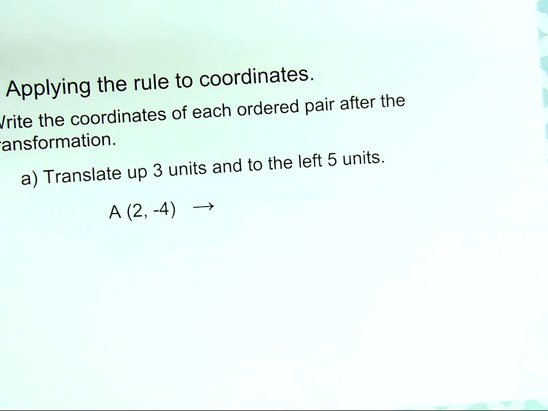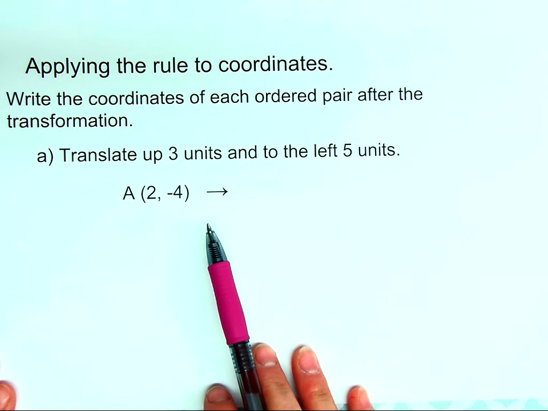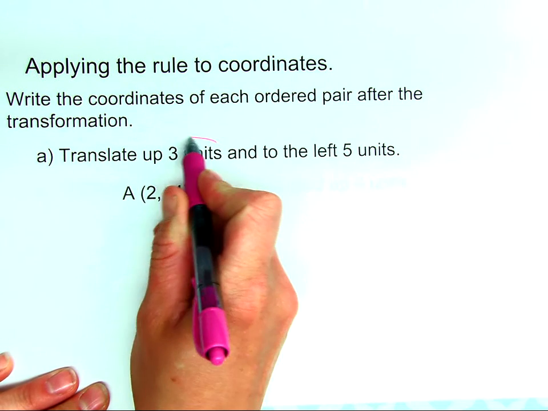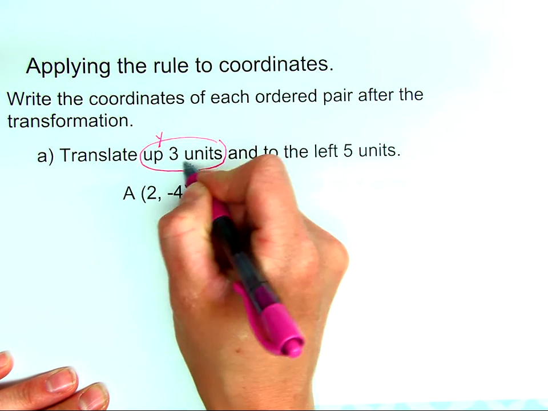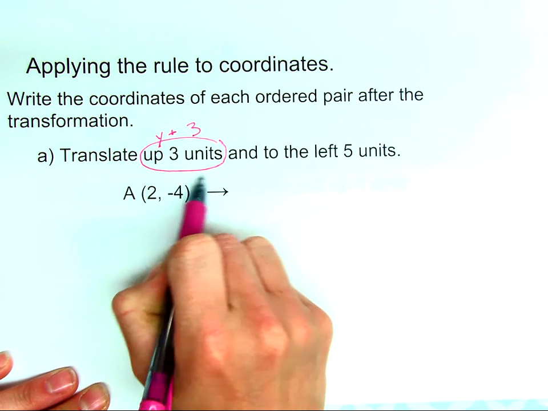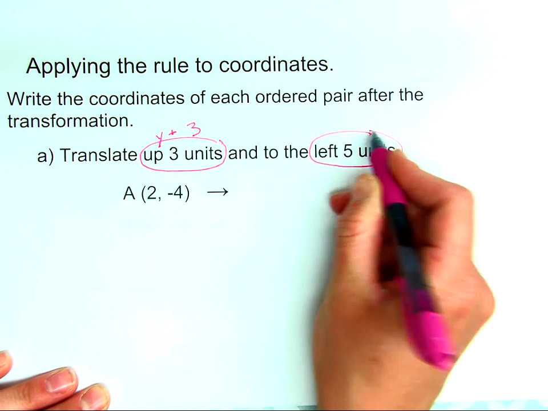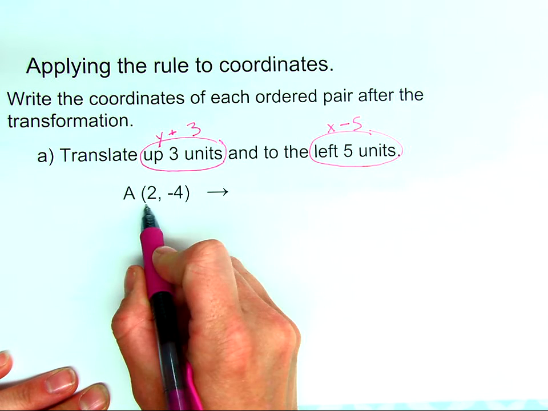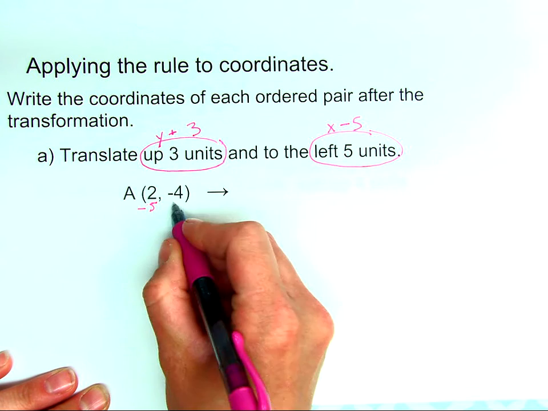So taking away the graph, we are going to write the coordinates of each ordered pair after the translation. So translate up 3, up affects my y coordinates, and it's increasing it by 3. So we're just kind of interpreting from words to notation. Left 5, left affects my x coordinates, and it decreases it by 5. So 2 here, this is my x coordinate, so I want to subtract 5. And my y coordinate, I need to add 3.